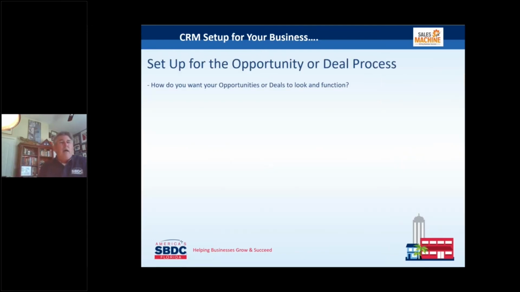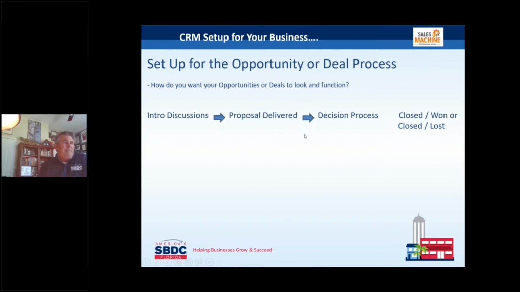Okay, I'm going to move a little bit to opportunities or deals. So I mentioned, once you move a prospect to warm, now they ask for a proposal. Now we're into what some CRMs call opportunities and some call deals. Either way, you can probably change it based on what is more relevant to your business. But how do you look at this? And once again, I'm going to keep it simple, and you can add to it.